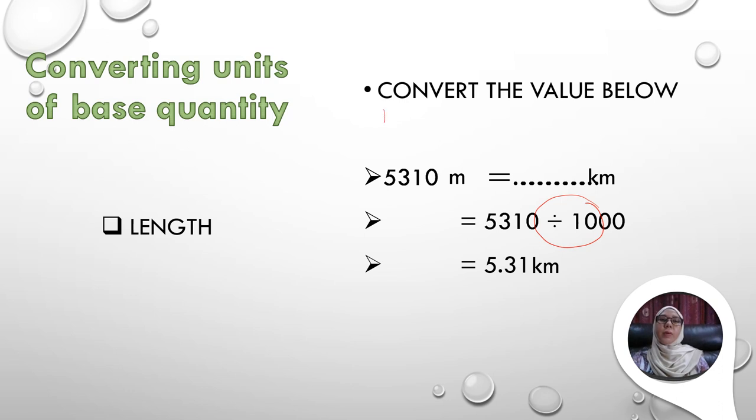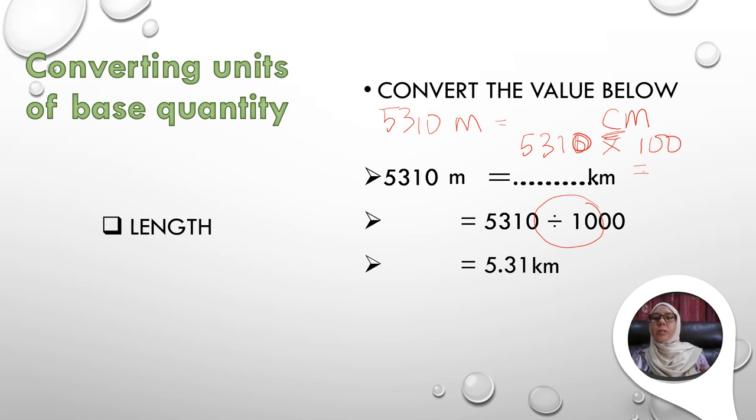But what if you have 5310 meter, but you want to convert into centimeter? You have a prefix centi here, but centi is smaller than meter. So what you have to do is multiply 5310 by the value for centi, which is 100. Then you get a bigger number, 531000 centimeter. So the way you use the value for prefix depends on the type of prefix, whether it is bigger than the base quantity or smaller than the base quantity.